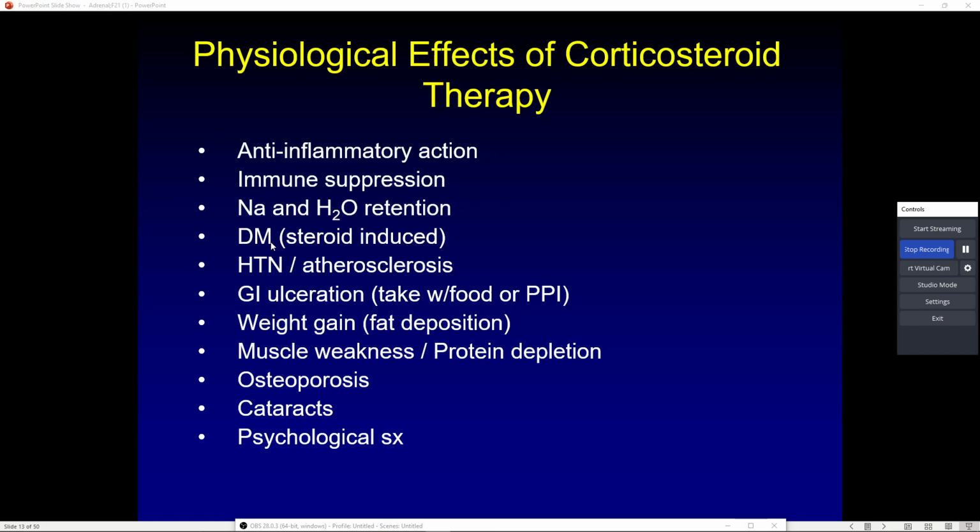We have hypertension, atherosclerosis. We have GI ulcerations. This is why you see PPIs, proton pump inhibitors, come into play. You'll see the Protonix or the Pepcid are the two most common. In fact, one of the most common things, and here's one you may also have had, when you see people that are taking steroids over a prolonged period of time, or you have increased cortisol levels over a long period of time, you end up with GERD.